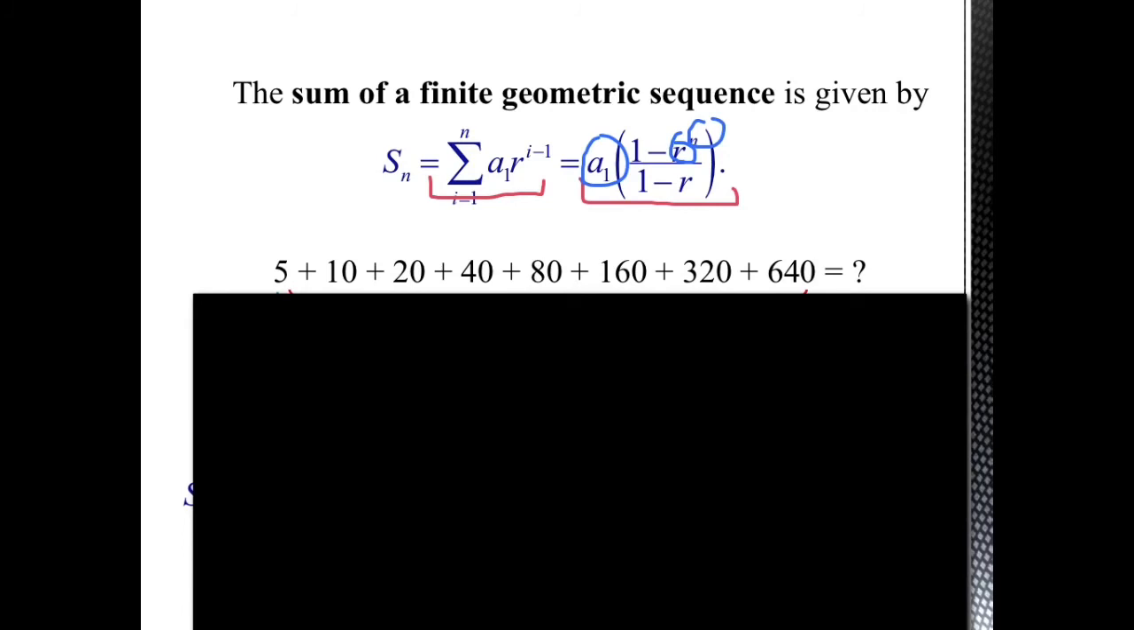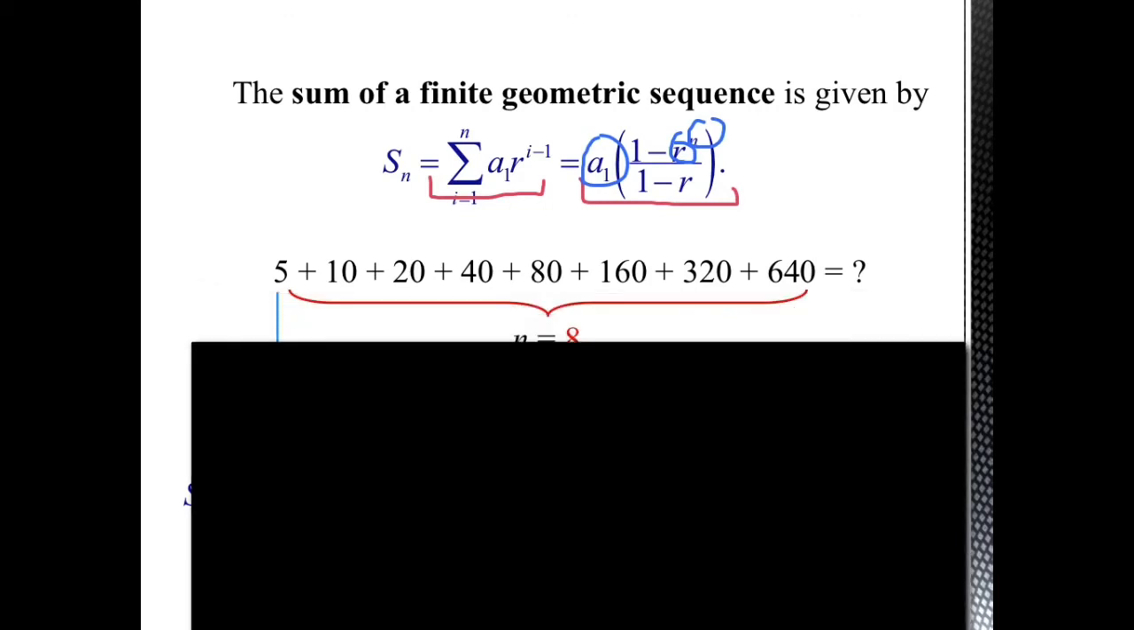So here I have a bunch of terms, 5 plus 10 plus 24 plus 40 plus 80, all the way to 640. We could simply add them all together and we would get our sum. But if you had a lot of terms, let's say 100 or 1,000, that could get to be very tedious. So instead we're going to identify a1, r, and n and plug it into our formula.